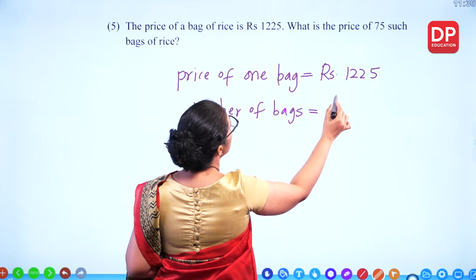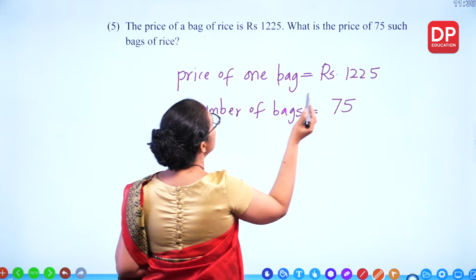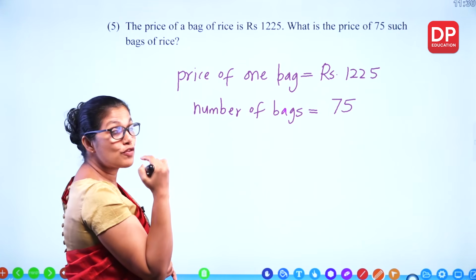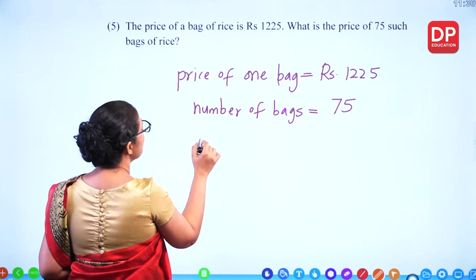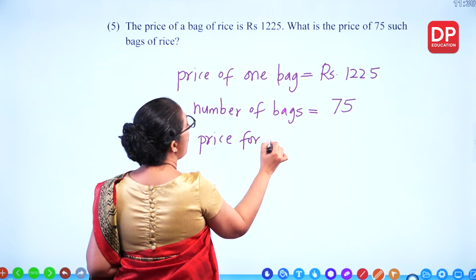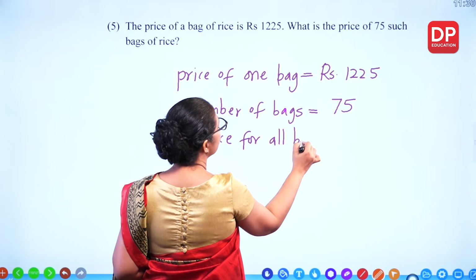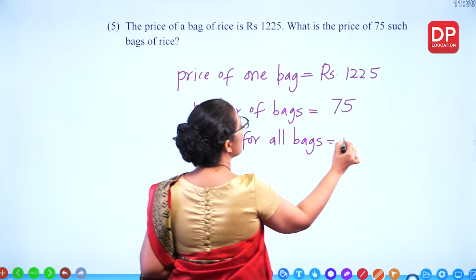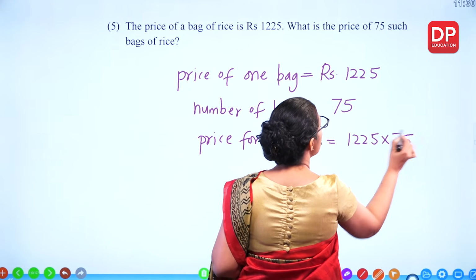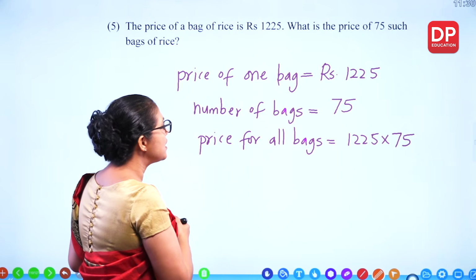That's 75. Total. We need to find out the total price for all bags. 1225 multiplied by 75. So, we'll do it here.